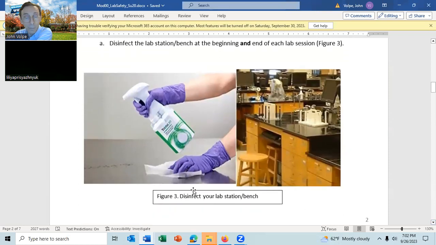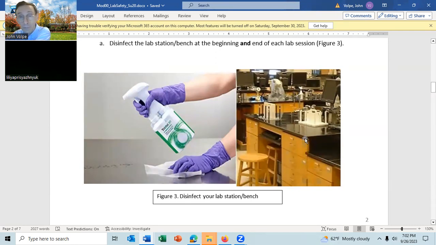You always wash the area you're about to work with at the start of the lab, and then before you leave, you wipe it down with disinfectant again. What you do is you spray it and then wipe it around, and then you actually allow it to air dry. We'll talk about that in the lab.